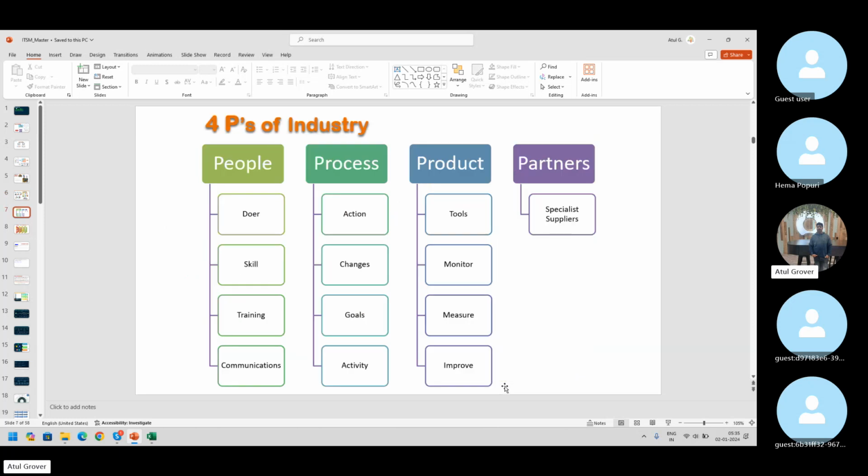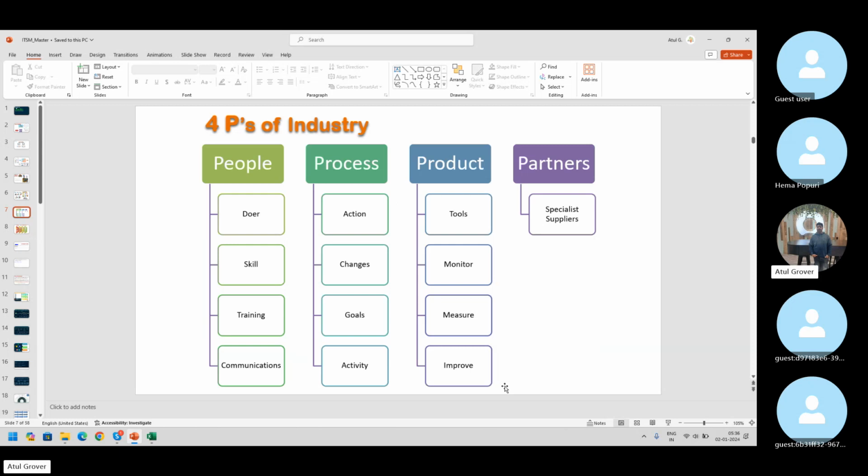Now in our IT industry, I'm specifically talking about the IT. Don't confuse these 4 P's with sales or marketing. Every domain has its own pillars to do the work. So in the IT industry, we have 4 P's. What do these 4 P's say: people, process, product, and partner. What this means for us is that to do any kind of work, we need these 4 P's in our life.